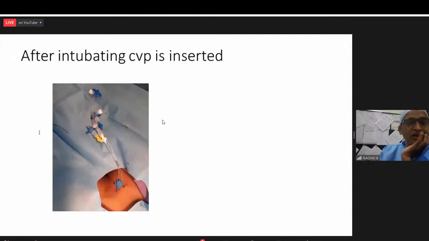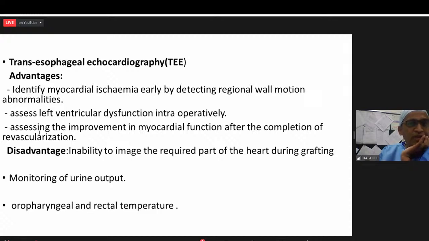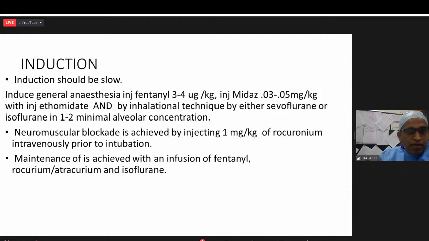After we intubate the patient, we put the central line to monitor the central venous pressure, and TEE can be used to identify myocardial ischemia early by detecting regional wall motion abnormalities, either intraoperatively or postoperatively. But the major disadvantage in OPCAB surgery is that we are not able to image the myocardium because the heart is lifted up, either by putting a cotton mop in the pericardium. Urine output and temperature should be monitored.